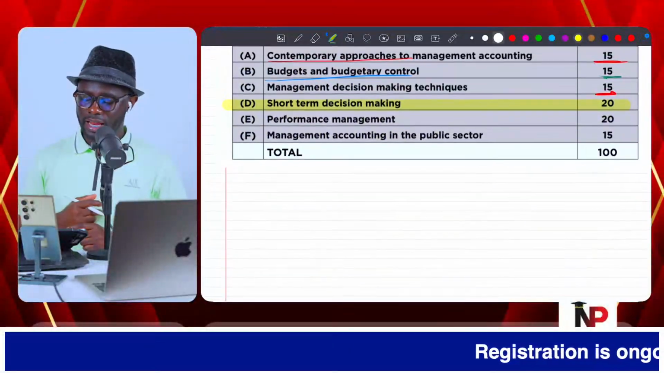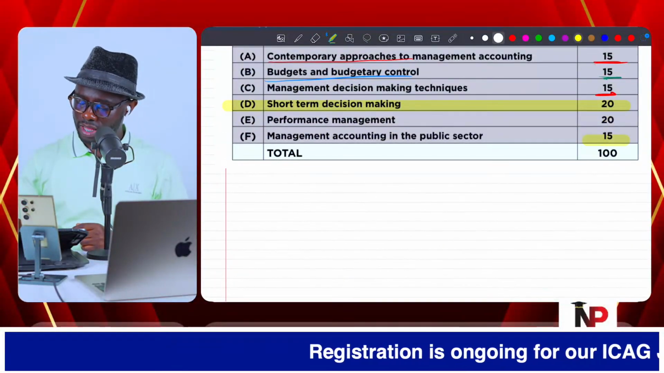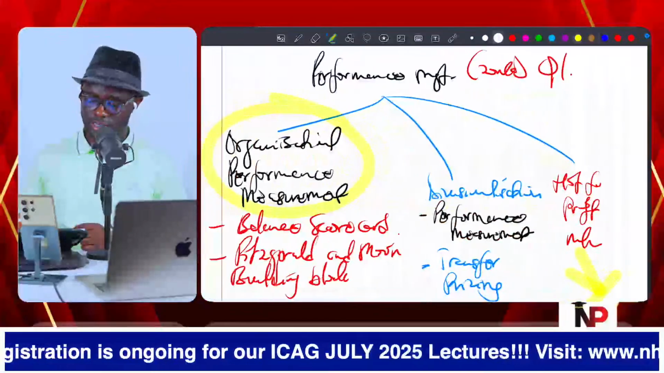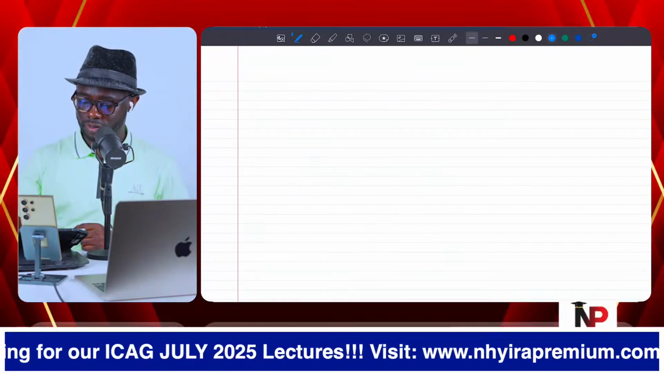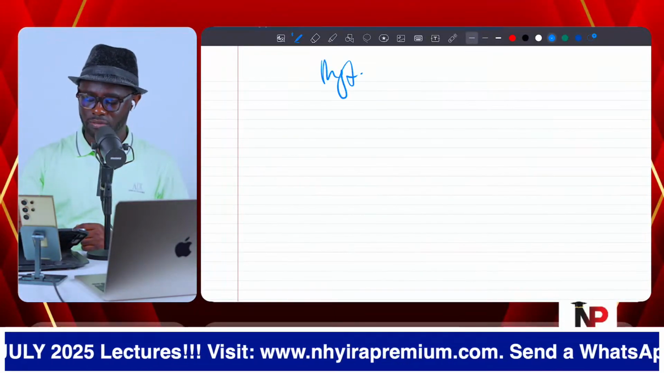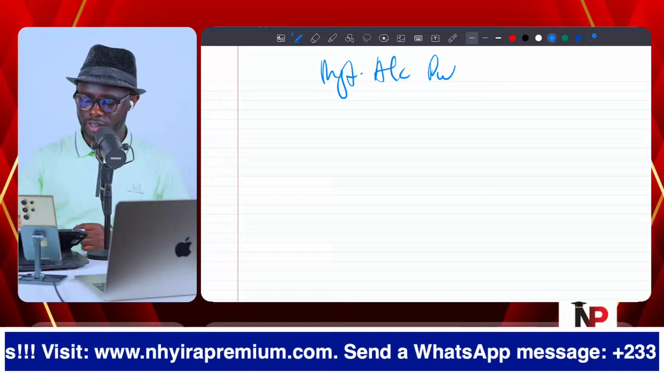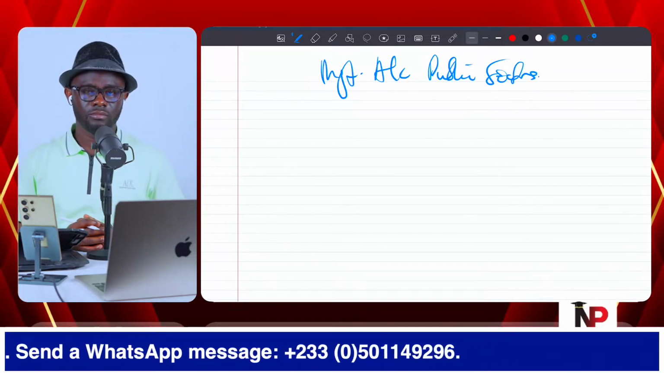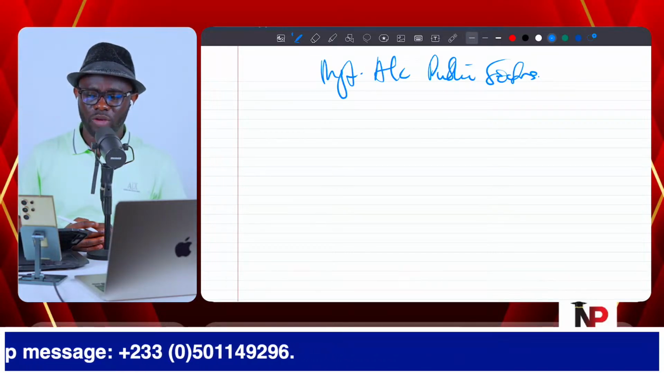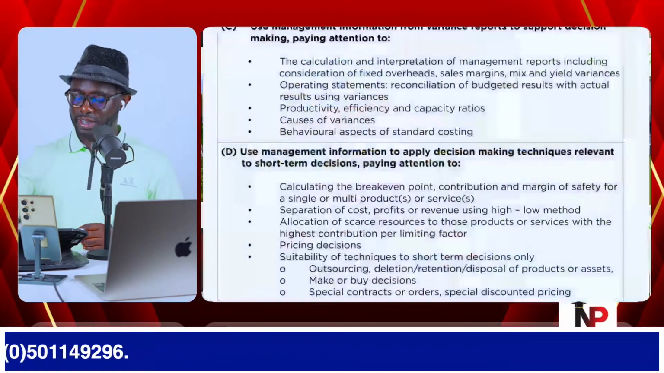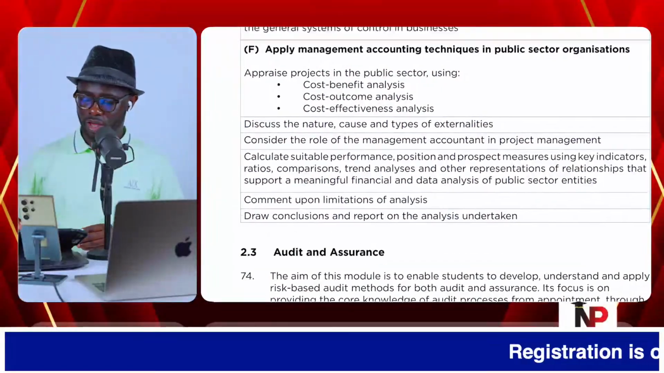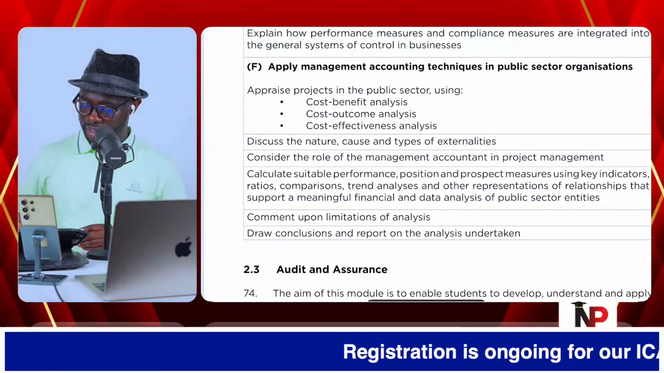Then certainly the last one is 15 marks, the role of the management accountant in the public sector. Okay? The role of the management accountant in the public sector. That's 15 marks. Technically, here we are going to be getting into project appraisal in the public sector. Okay? And then, so these are some of the things there.